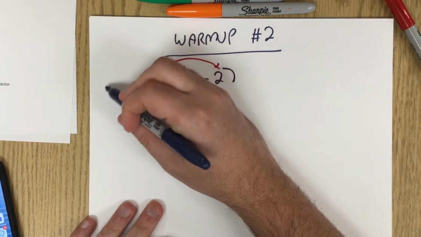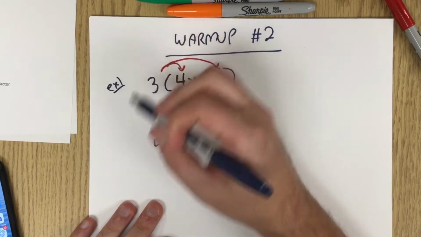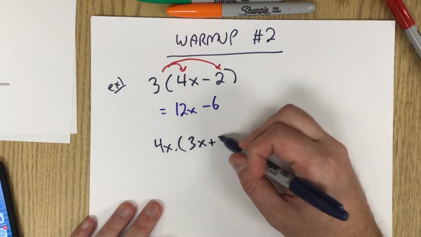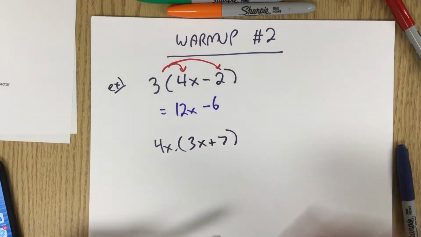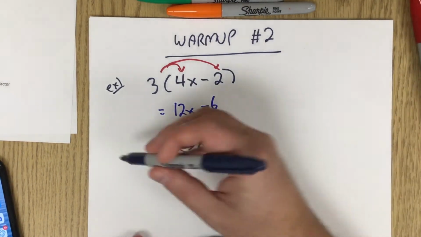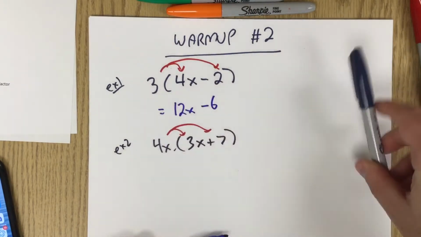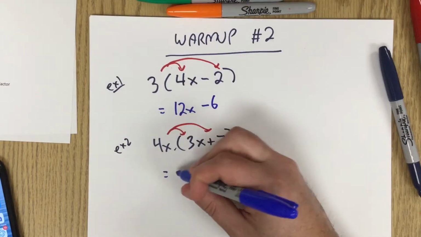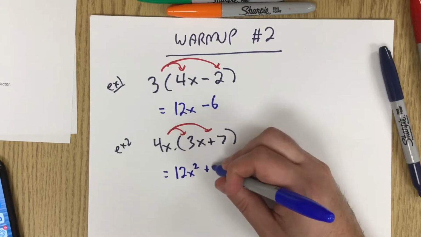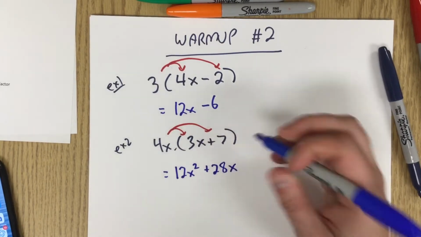Let's do another one. So that's kind of like an example 1 on the warm-up. Example 2 on the warm-up is going to be 3x plus 7. I multiply in, and I get 12x squared plus 28x.